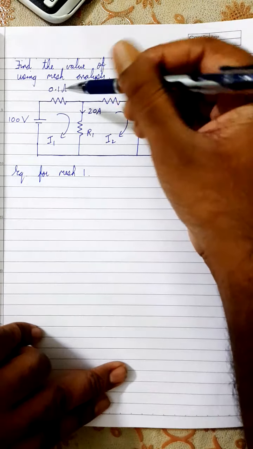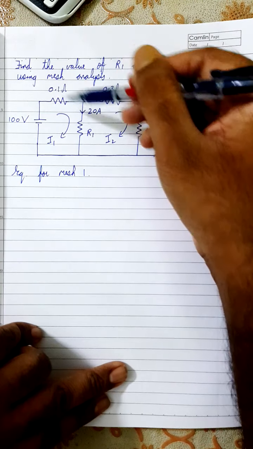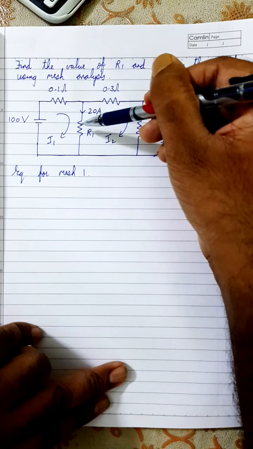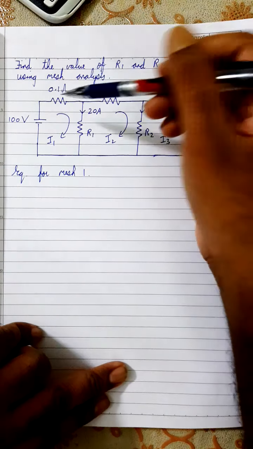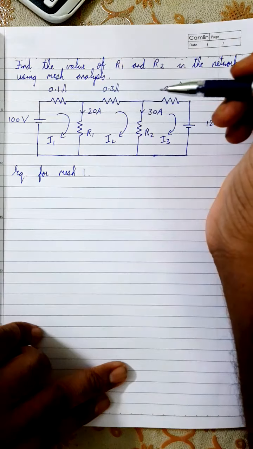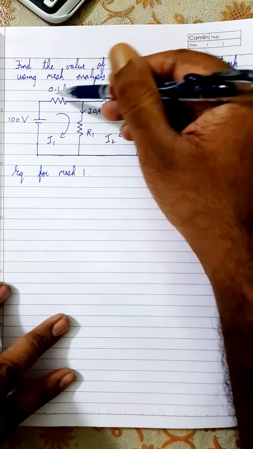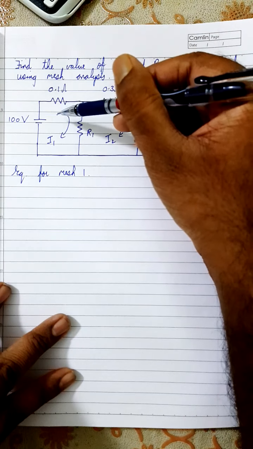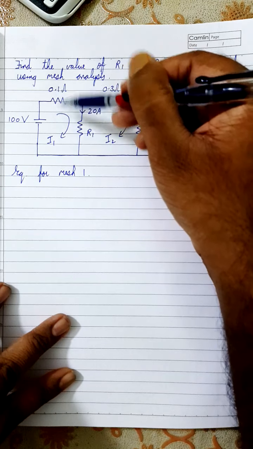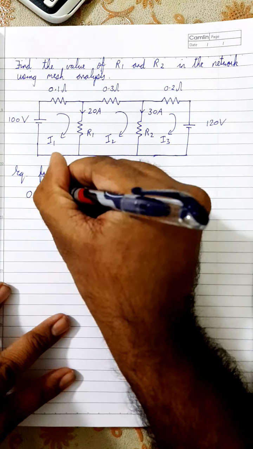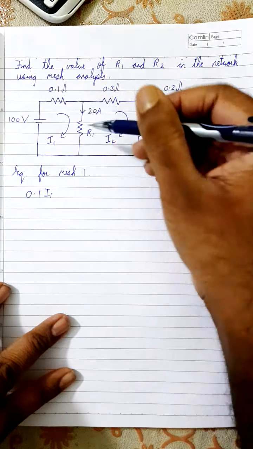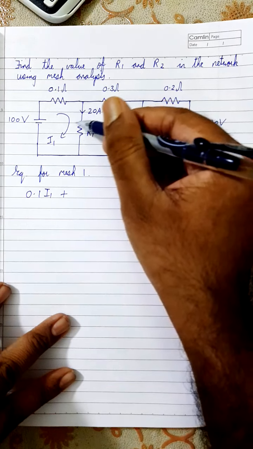That is, the voltage across this plus the voltage across this is equal to the voltage source, right? That is Kirchhoff's voltage law. Voltage across this plus voltage across this is equal to the voltage of the voltage source. So what is the voltage across this resistor? The current across this is assumed to be I1, so it is 0.1 I1.